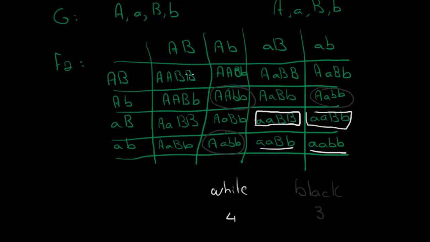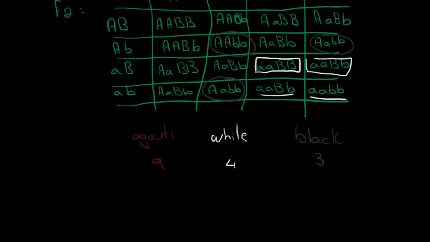Now the rest, 1, 2, 3, 4, 5, 6, 7, 8, 9. 9 mice, let me take a brown color. Now 9 mice will have the agouti phenotype. Agouti is for brown color. So if you see now, if we cross 2 heterozygous parents for both genes, then the ratio we get is 9 to 4 to 3. So we get 3 phenotypes in total.